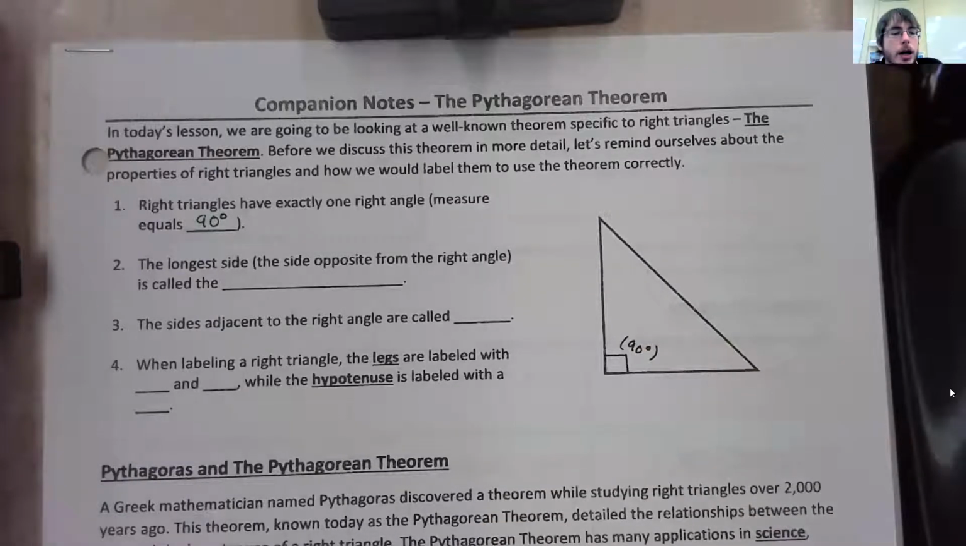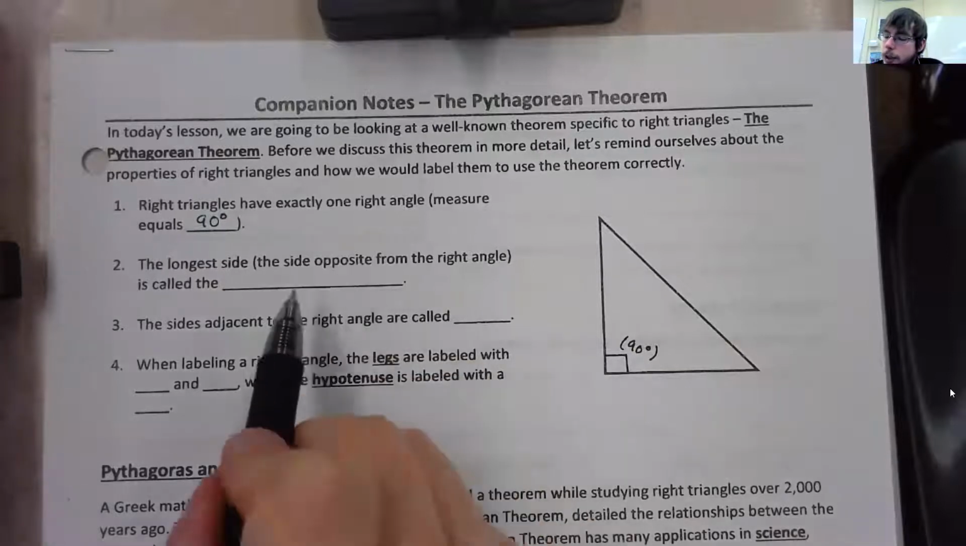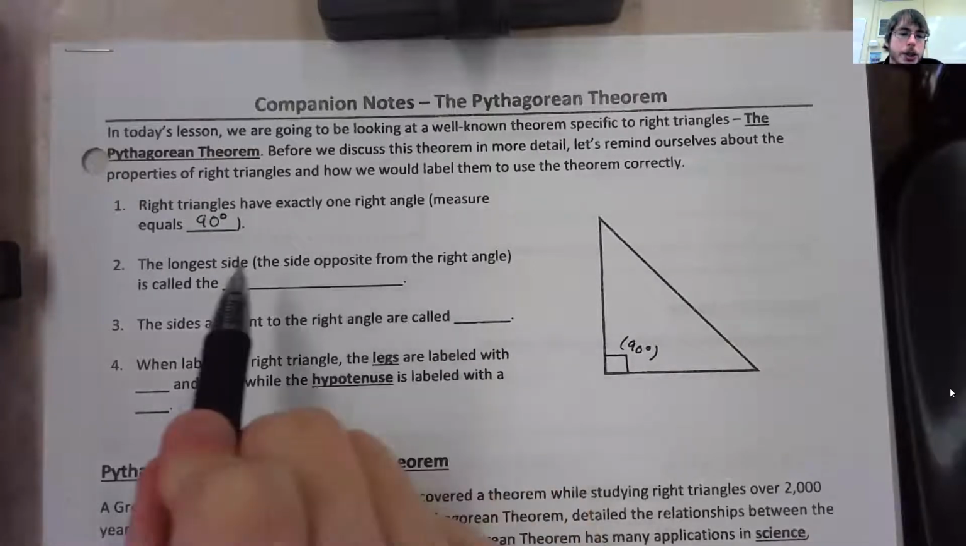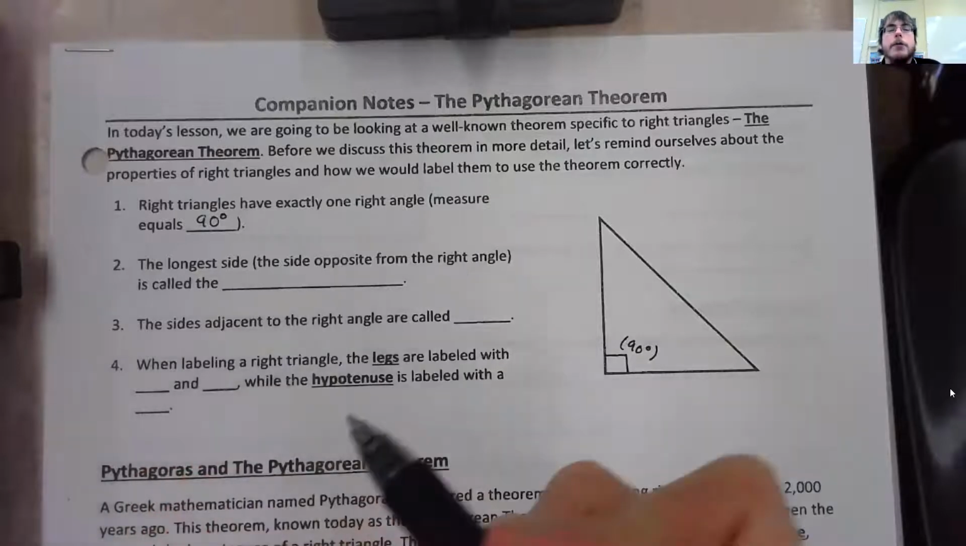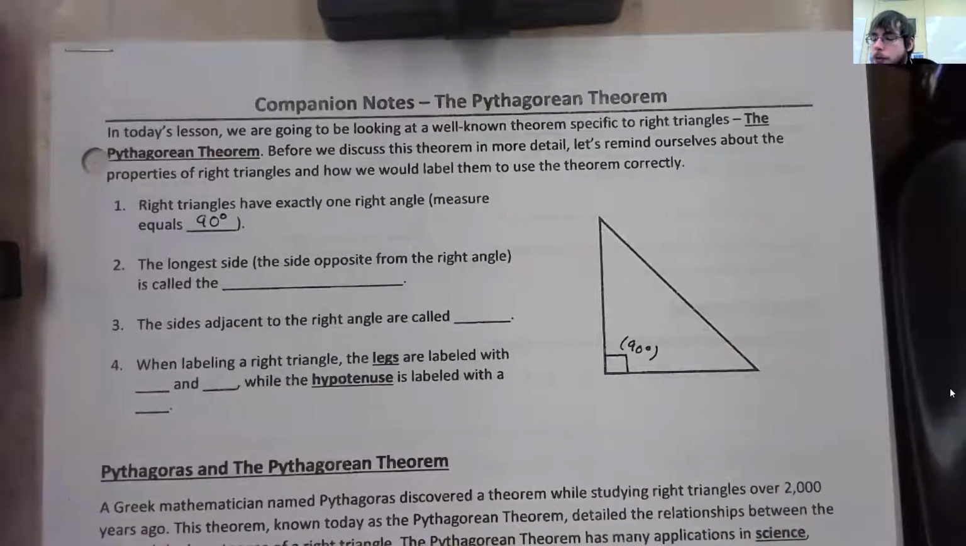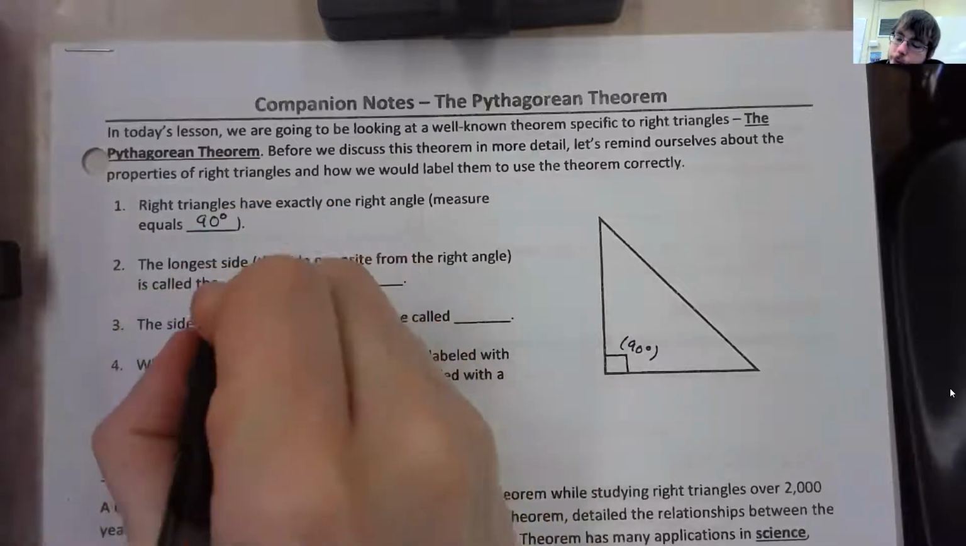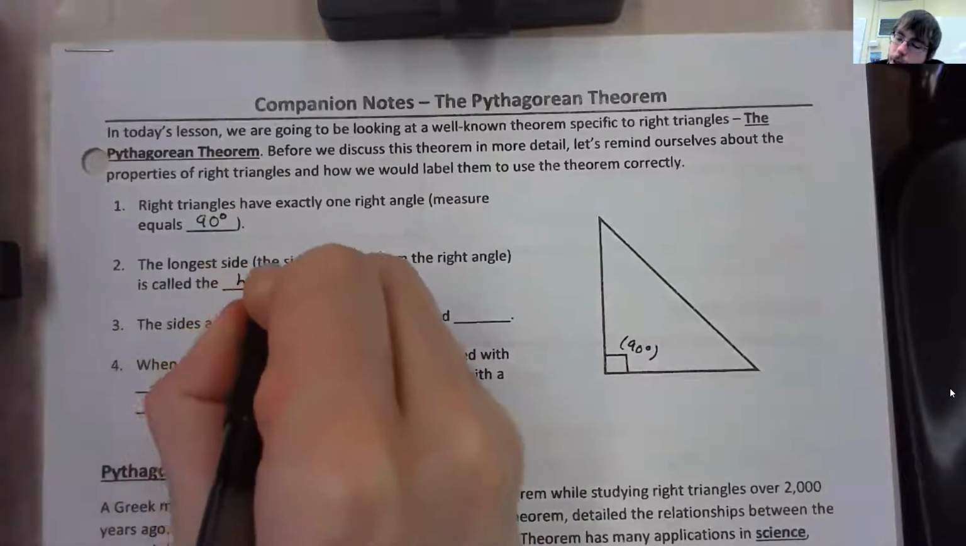Okay. Number two, the longest side, which is the side opposite from the right angle, is called the blank. Now, if you remember from the last few lessons we did in the previous semester, we talked about right triangles, and we said that they had two different sets of sides. One was the hypotenuse and one were the legs. So the longest side is opposite the right angle and it's called the hypotenuse. So the longest side is the hypotenuse.